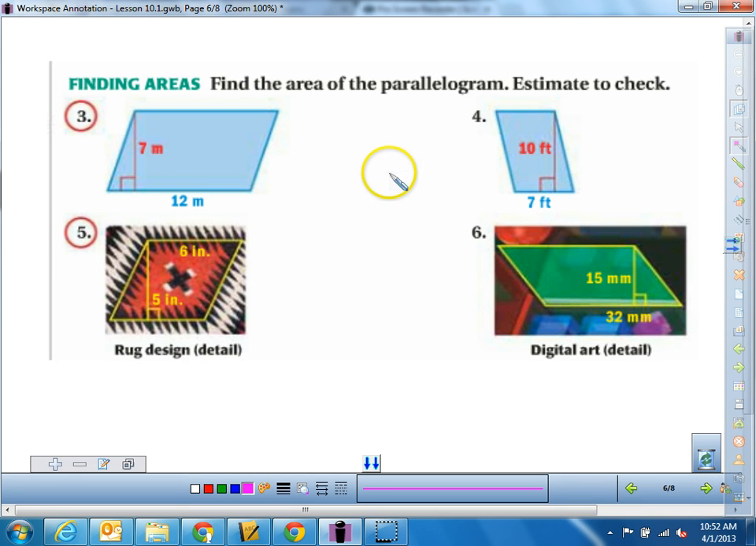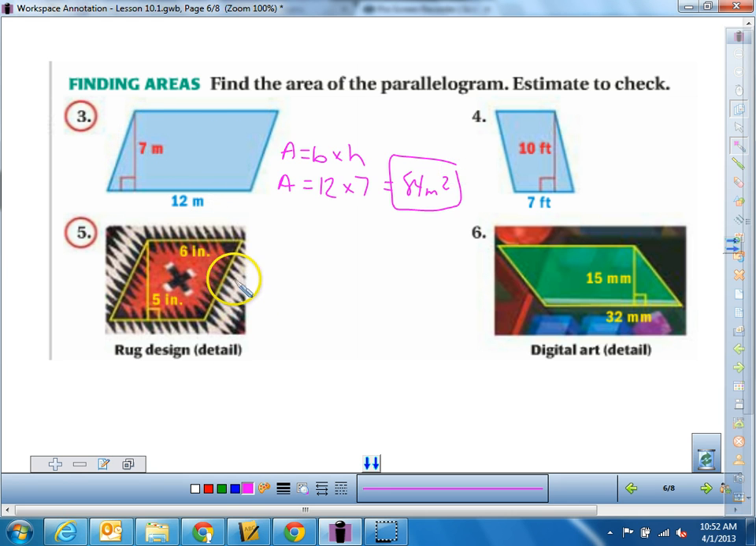Finding the areas. Again, base times height. So what are we going to take here? We're going to take area equals base times height. So we're going to have area is equal to, what's our base? I hope you all said 12. What's our height? 7. So when we do that, 12 times 7, what do we get? 84. 84 meters squared is our answer for number 3 here.